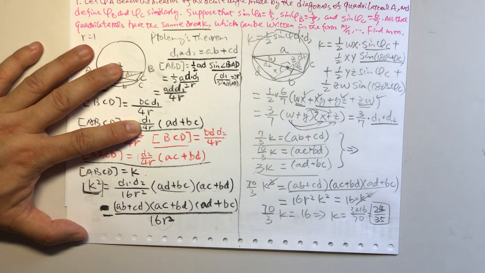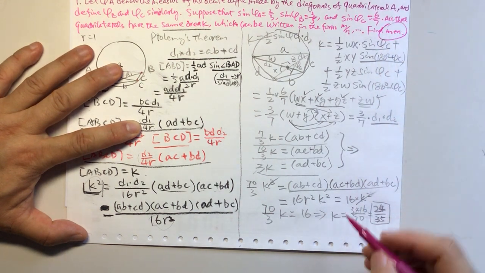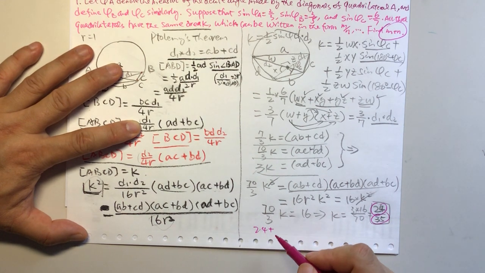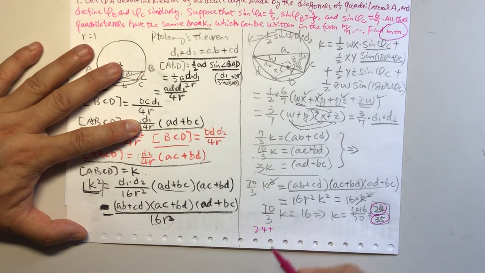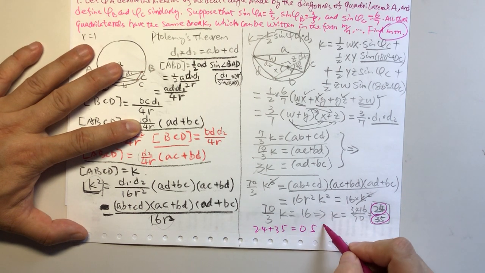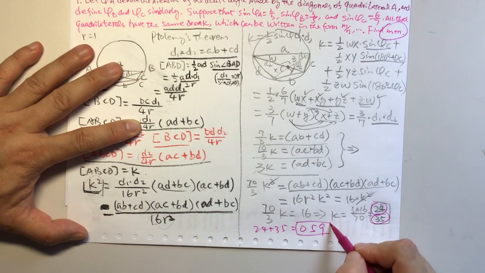So the final answer, we need m plus n, right? M plus n, so 24 plus 35 equals 59. Yes, well done.